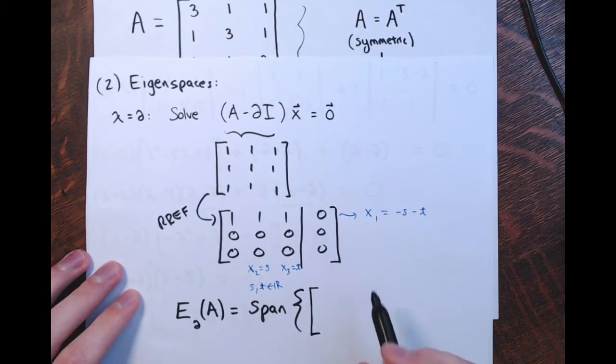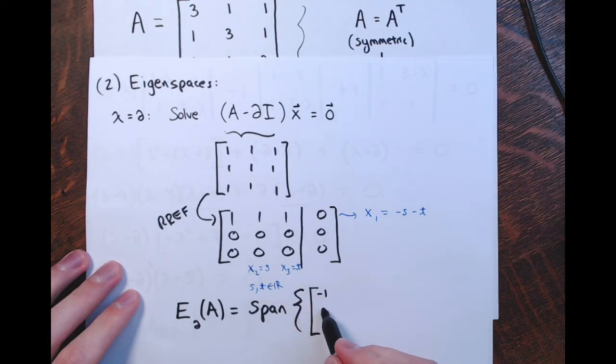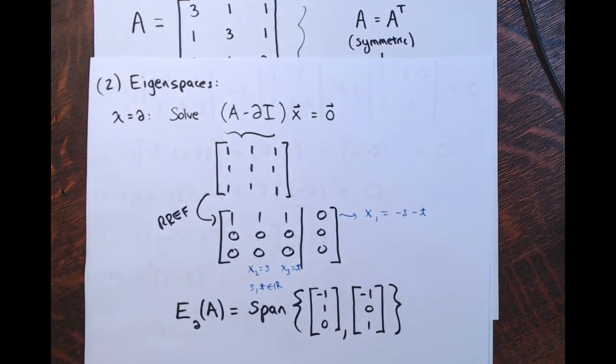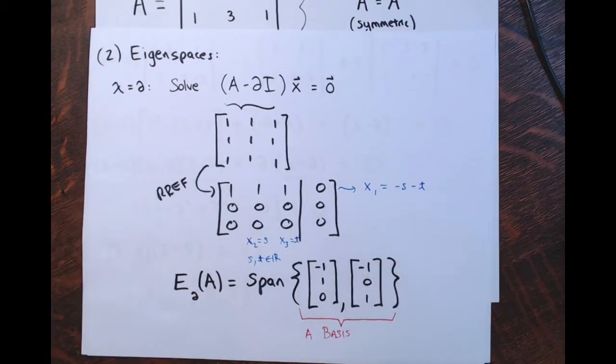One vector is with the coefficients of s, so -1, 1, and 0. And the other vector forming this basis, with the coefficients of t, is -1, 0, 1. So there's the eigenspace of A corresponding to lambda equals 2, and here's that basis, the set with these 2 vectors, -1, 1, 0 and -1, 0, 1. This is a basis for this eigenspace, right?